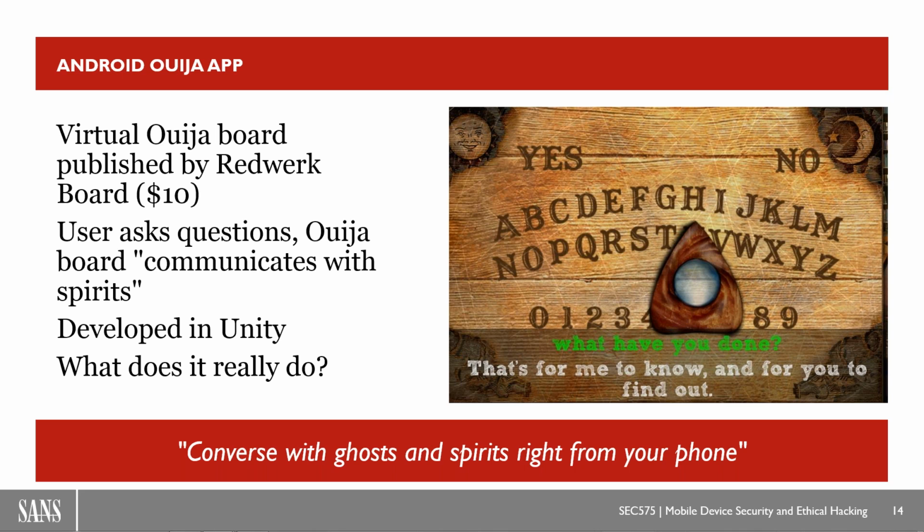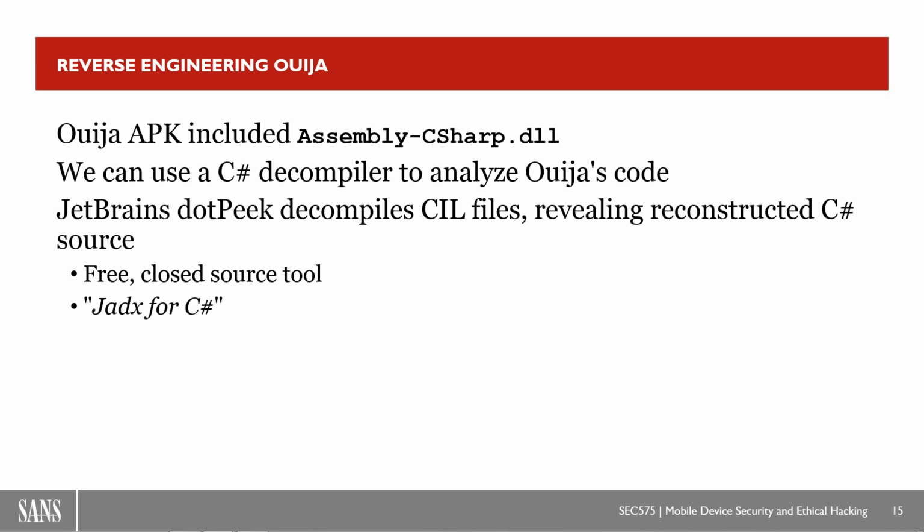When I launched it, I saw the Unity banner show up, so I knew it was a Unity application, and I wanted to find out, what does this app really do behind the scenes? So when I unzipped this Ouija APK file, I found a file called assembly-c#.dll. Now, because it's assembly-c#, I know this Unity application is written in C#, so what I need is a tool that reverse engineers C# Common Intermediate Language, CIL files, and turns it back into reconstructed C# source.